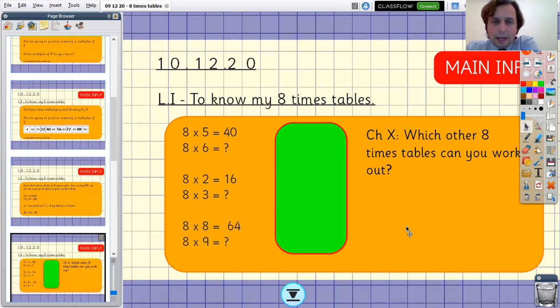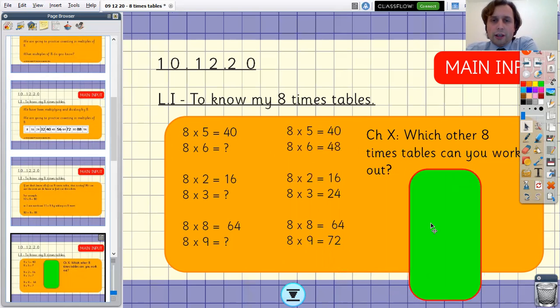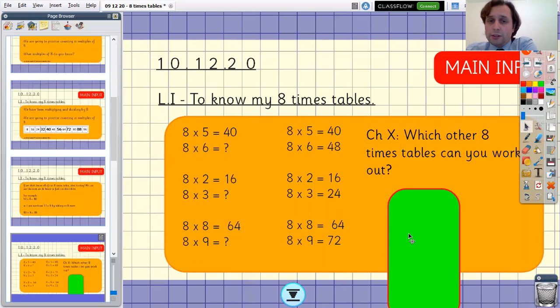Okay, right, back into it. So I hope you were able to use that strategy we just talked about. So remember, what we wanted to do was, if we know what 8 times 5 is, then if we wanted to figure out what 8 times 6 is, what we could do is add an extra 8. So what you should have is 8 times 6 is 48.